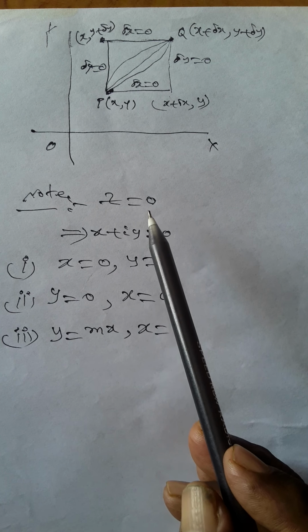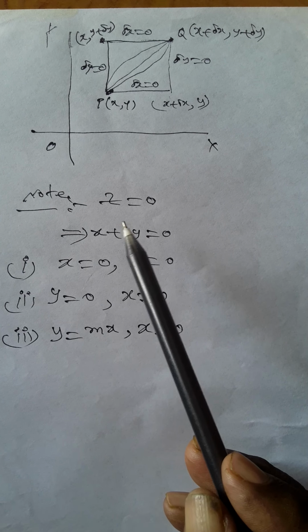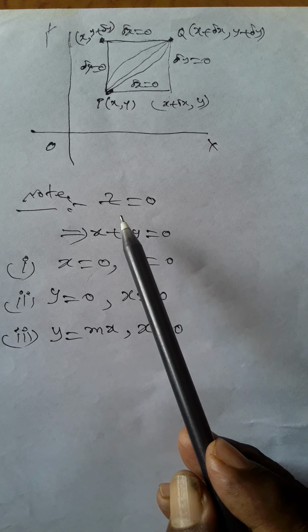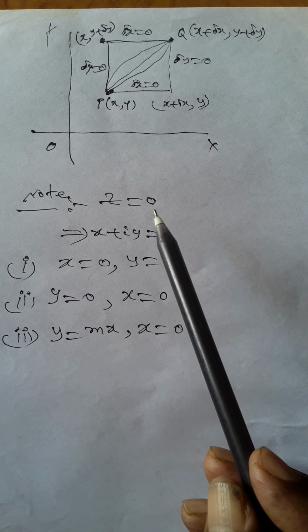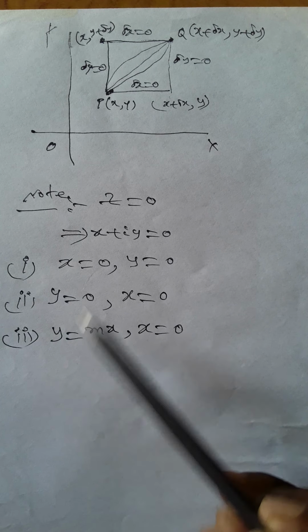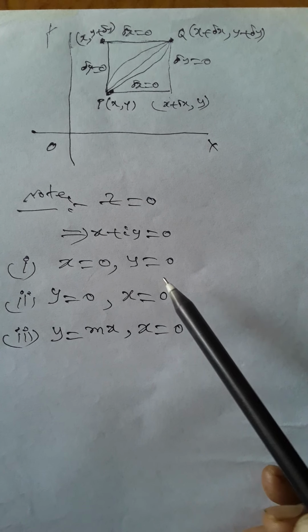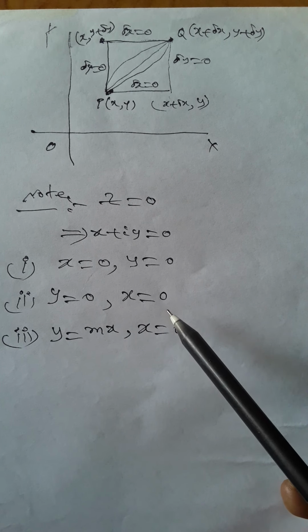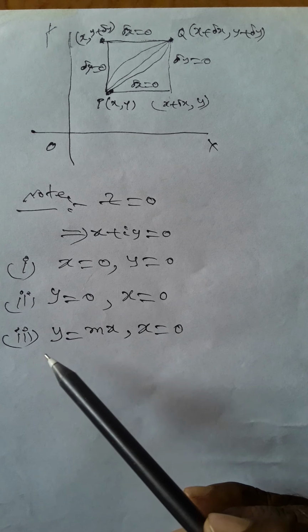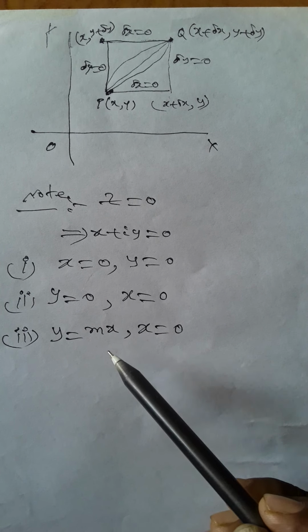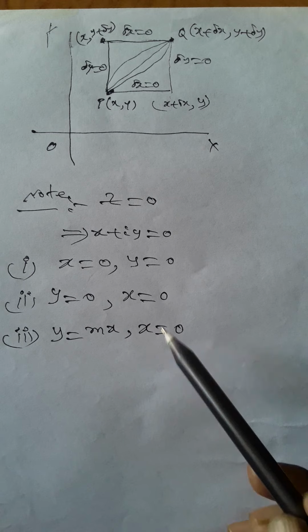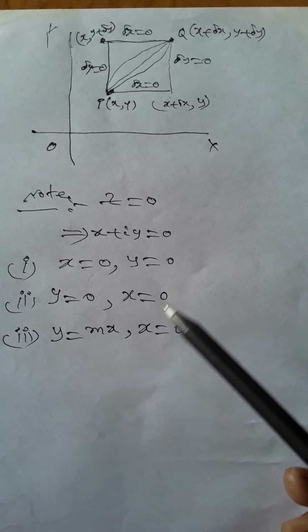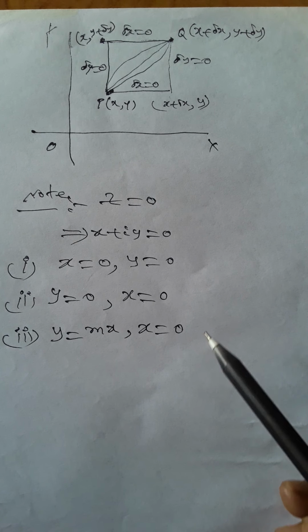So whenever we apply the limit z = 0, we have to verify these three cases. The x = 0, y = 0 case; the y = 0, x = 0 case; and the last one, y = some function of x passing through the point P, then x = 0.